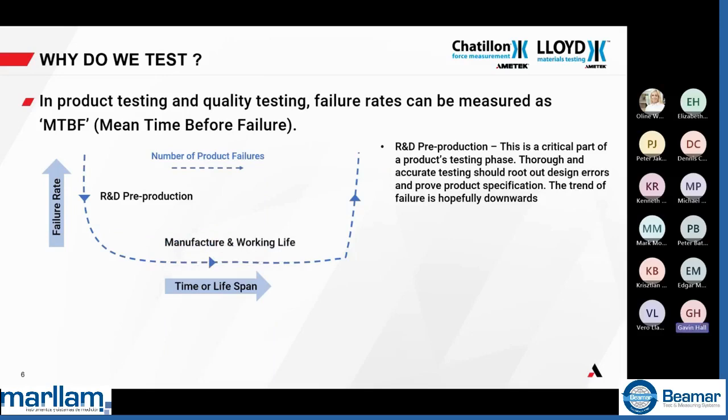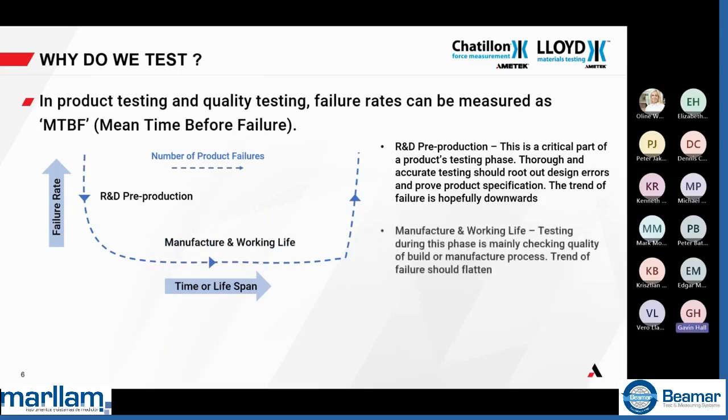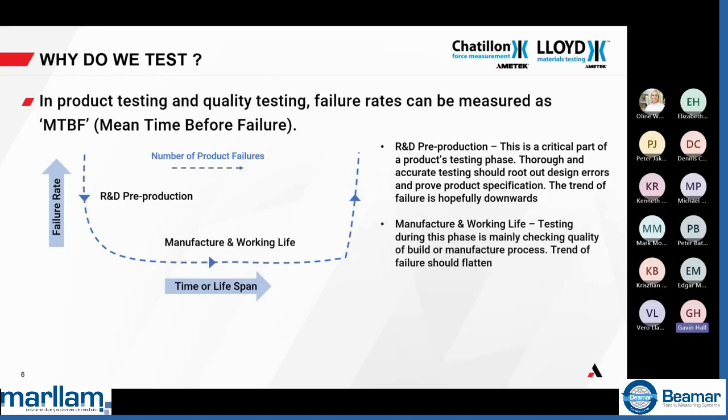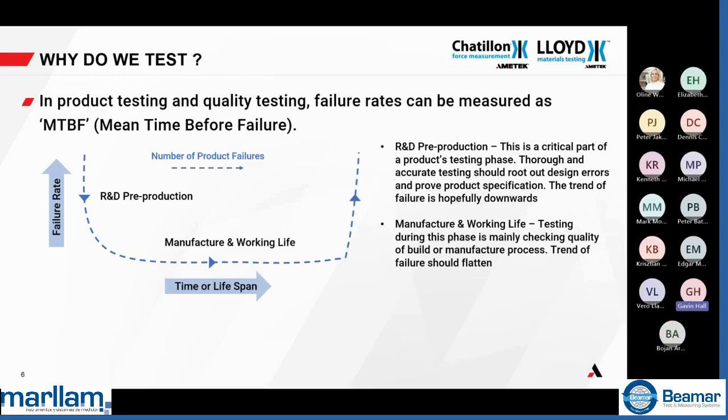And then we move on to the manufacture and working life of a product. In this phase, it's checking quality of build and quality of the manufacturing process. Obviously that's key to some large manufacturing sites or quality departments, and the trend of failure should hopefully flatten out, as most of the glitches or adjustments were dealt with in the R&D phase.